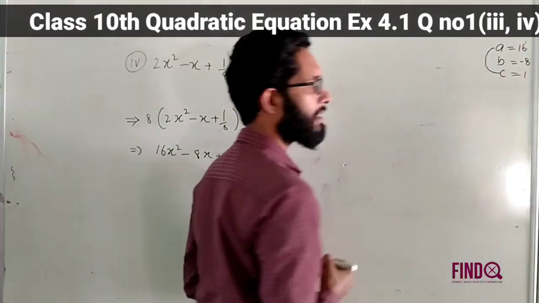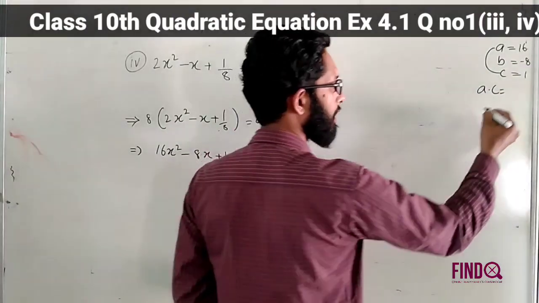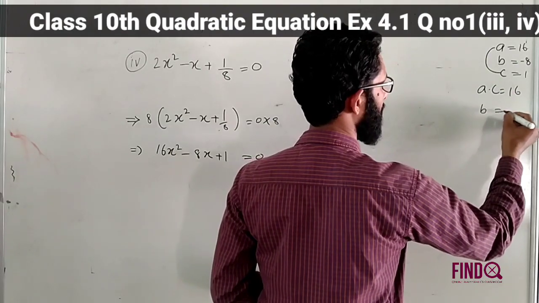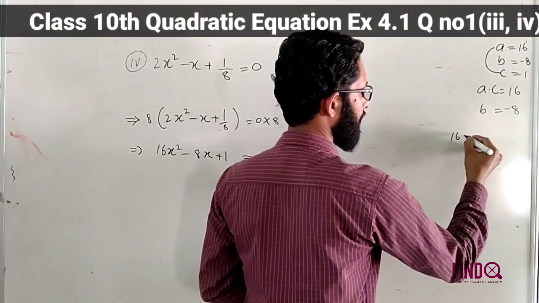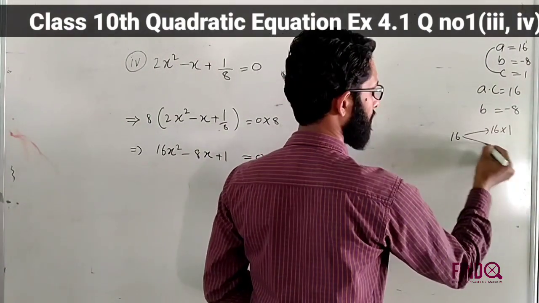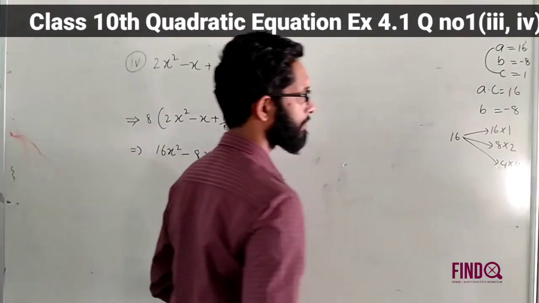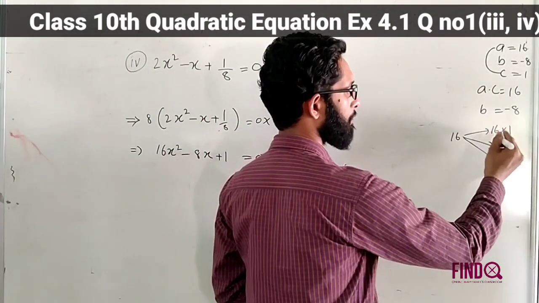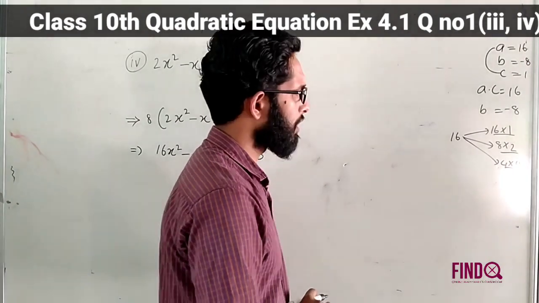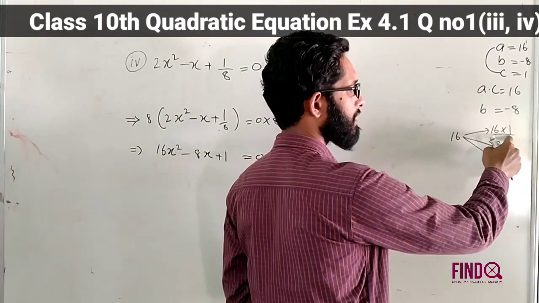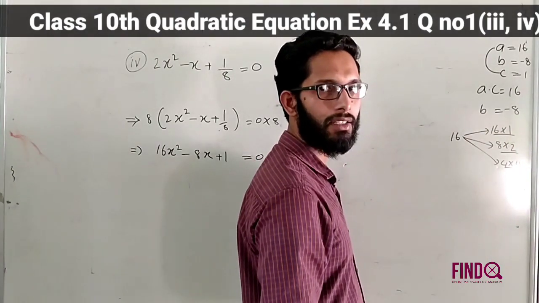Now first multiply A and C. So A into C is equal to 16 into 1, which is equal to 16, and B is minus 8. Now 16 we can write as 16 into 1, 8 into 2, 4 into 4. Now here we choose any one of the pairs such that after adding we get minus 8. So first one is 16 plus 1. 16 plus 1 is 17. So here it is not 17. 16 minus 1 is 15.